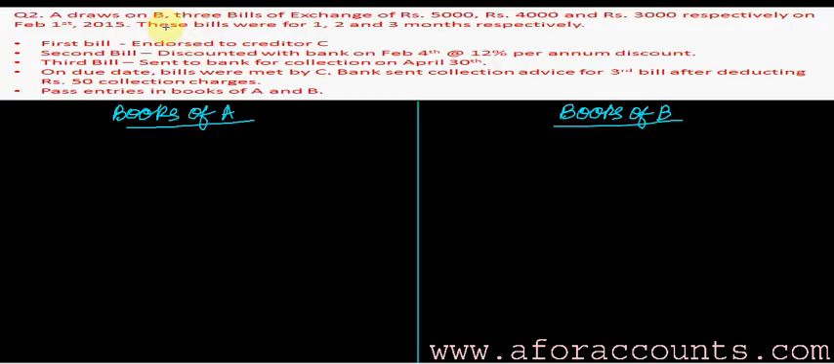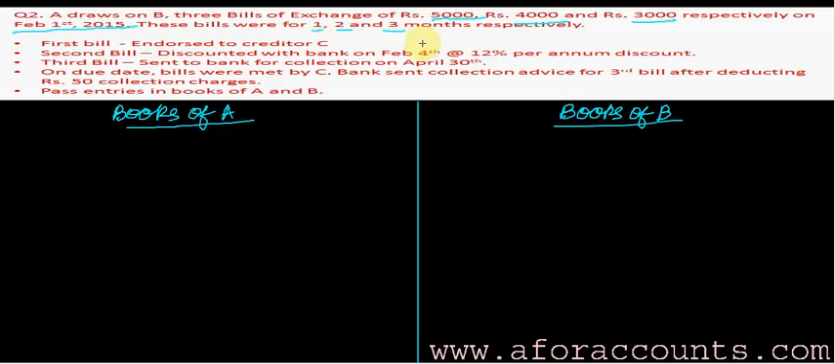A draws on B 3 bills of exchange for rupees 5,000, 4,000 and 3,000 respectively on 1st February 2015. These bills were for 1 month, 2 months, 3 months respectively. Okay, so first will be after 1 month plus 3 days of grace, then 2 months plus 3 days of grace, then 3 months plus 3 days of grace.